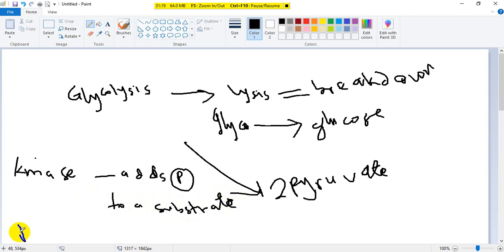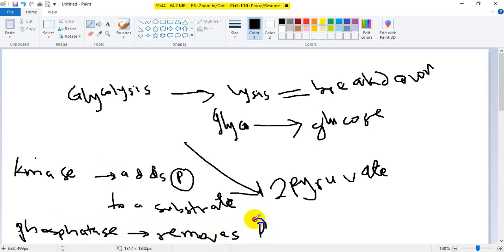And a phosphatase removes a phosphate group from a substrate.